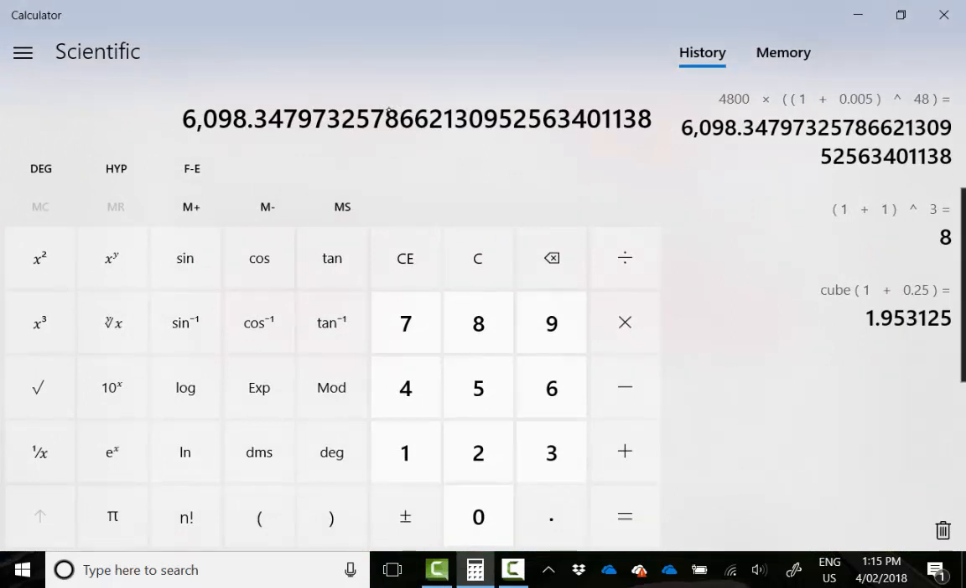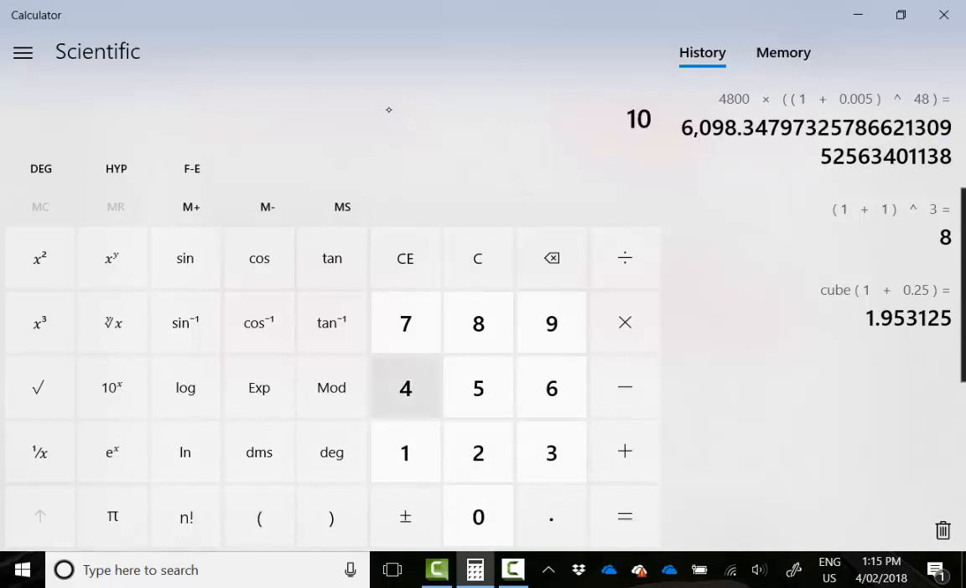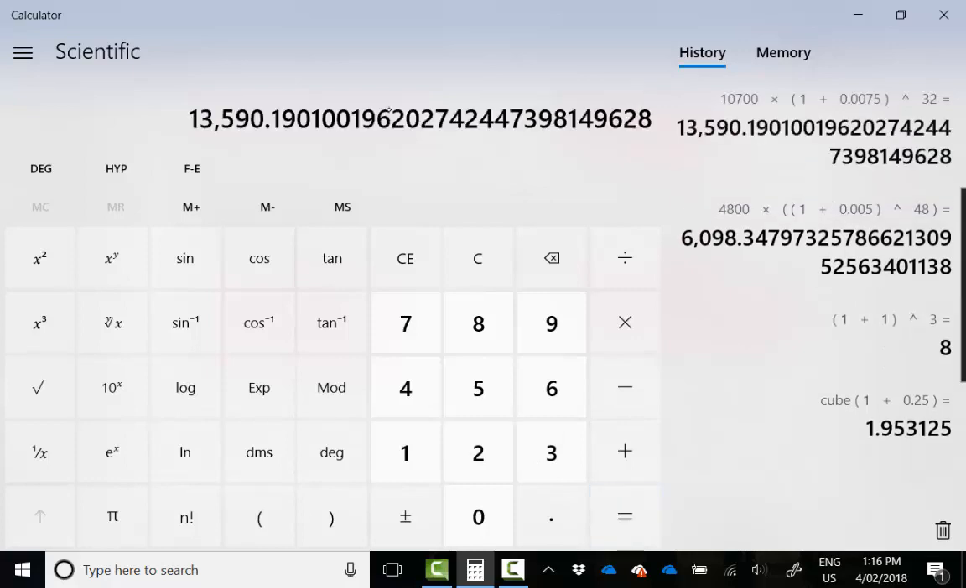I got the other answer wrong, by the way, so you need to just correct that in your notes. So clear that. Now what I've got: 10,700 times my bracket 1 plus 0.0075, and then that's to the power of 32. Equals. So it's going to give me $13,590.19.